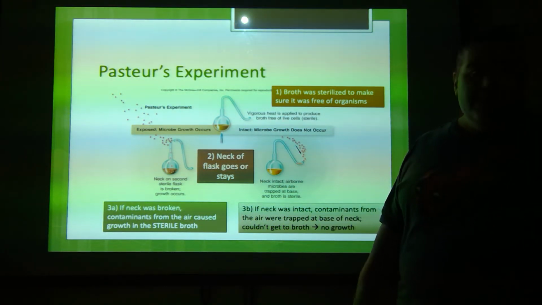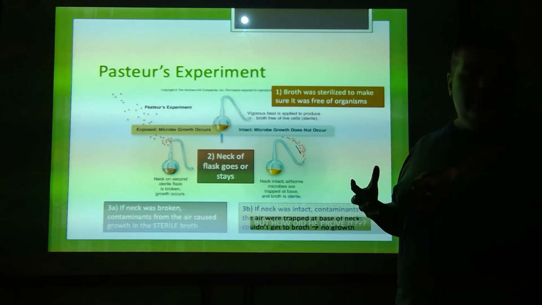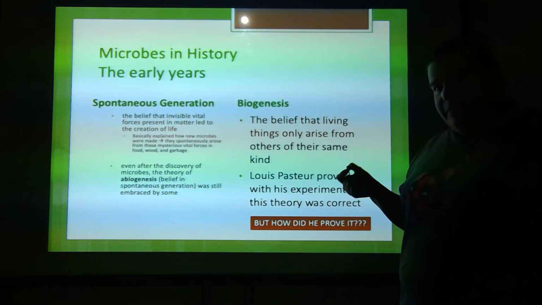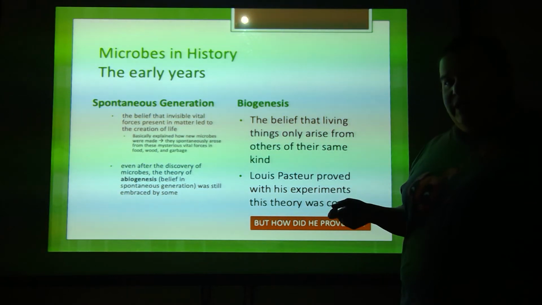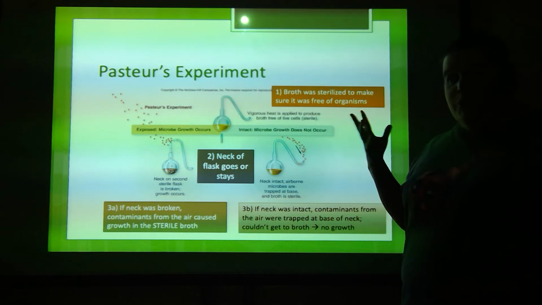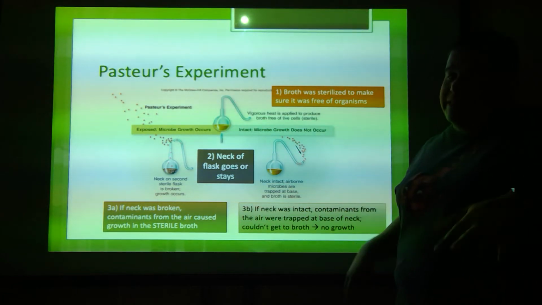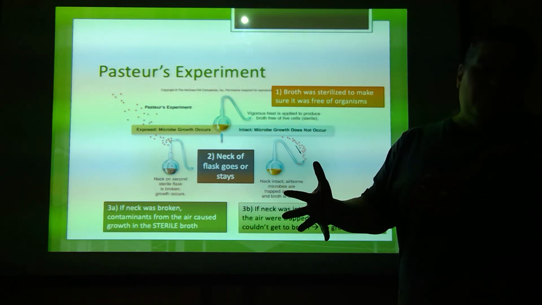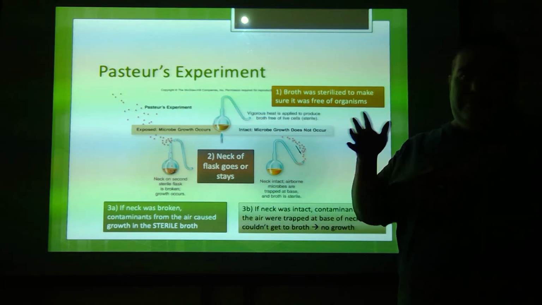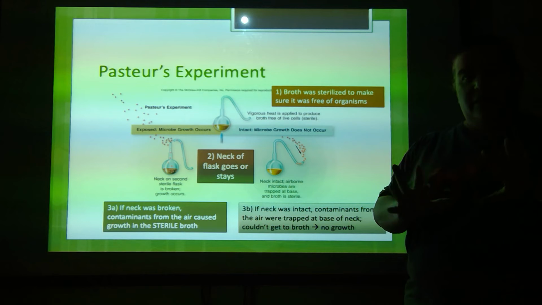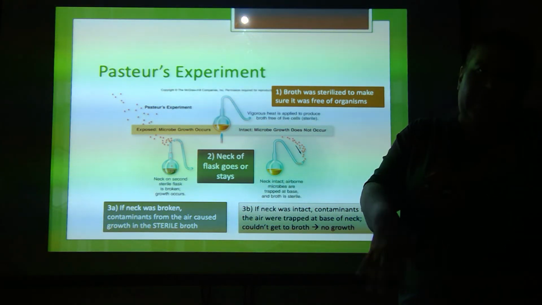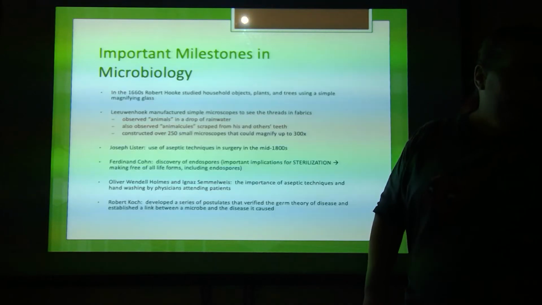So, again, this was proving biogenesis, that there had to be something there that started the growth. Okay, there's mold spores in the air that fall on that piece of bread, and it's from there that the mold grows. It isn't, oh no, it came from vital forces. No, there's actual physically something that comes, lands on it, and causes it.